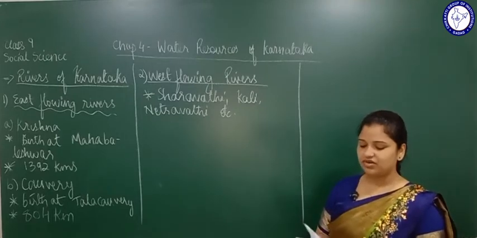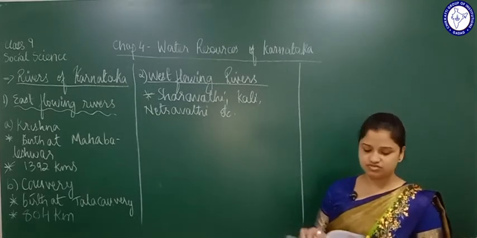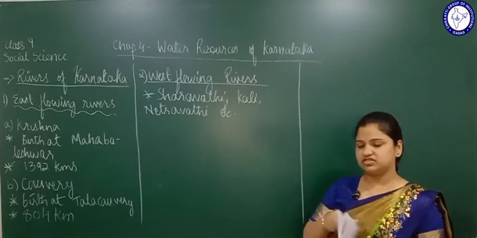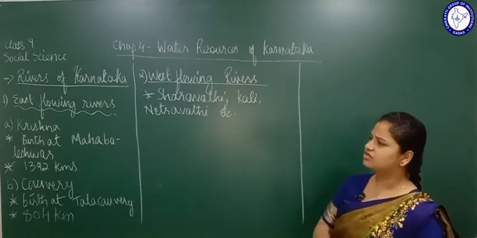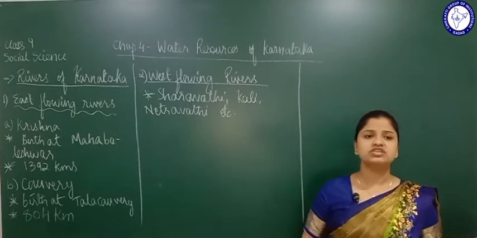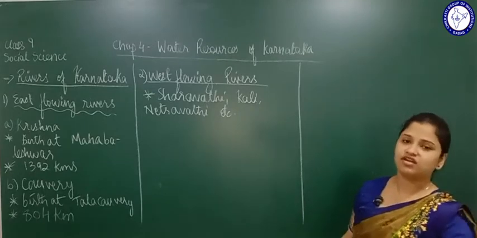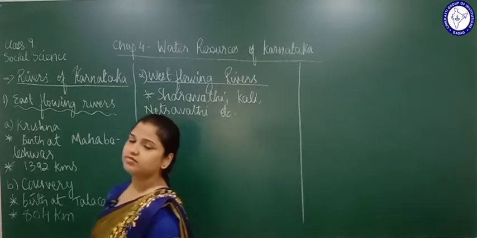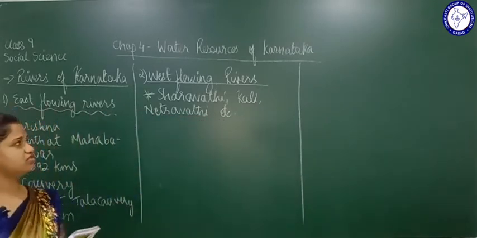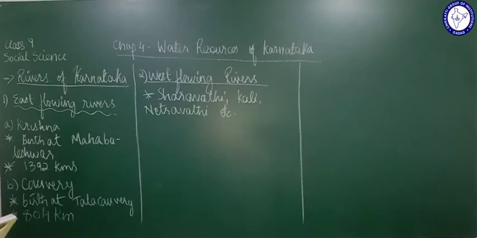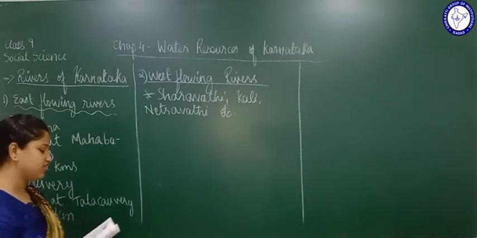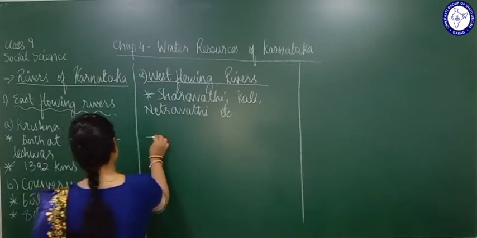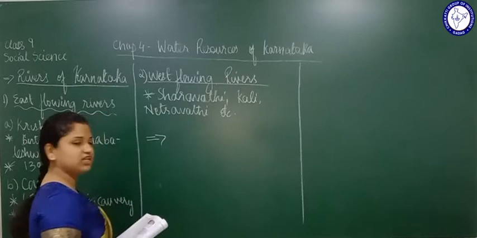So this was all about the rivers of Karnataka, or you can say the two directions in which the rivers are flowing from Karnataka. One is in the east direction, they flow in the east and then they reach the Bay of Bengal. And then we have the westwards flowing, which flow in the west direction and enter the Arabian Sea. So this was all about the two types of rivers that we have. Now let's talk about the next subtopic here, that is irrigation in Karnataka.